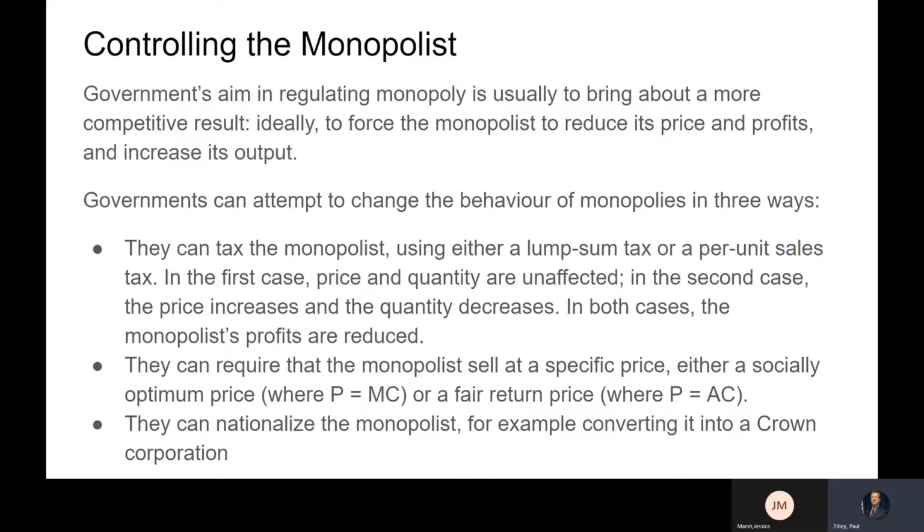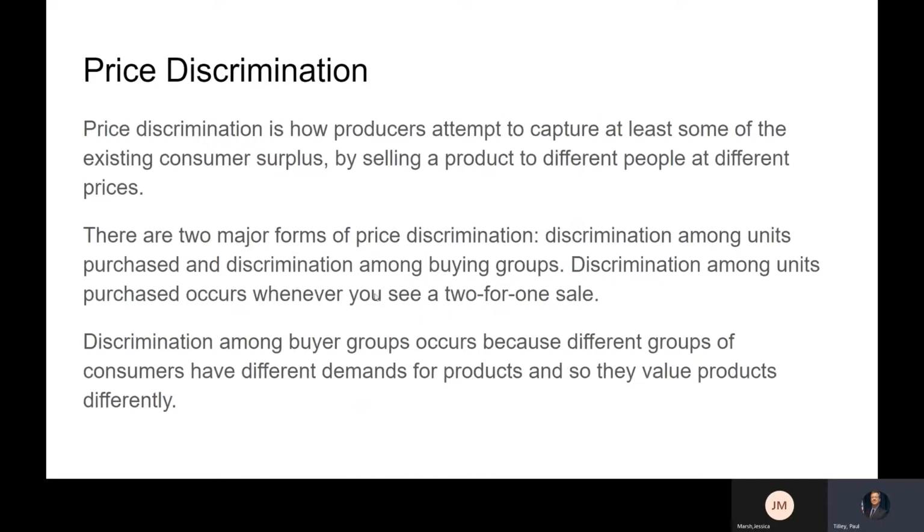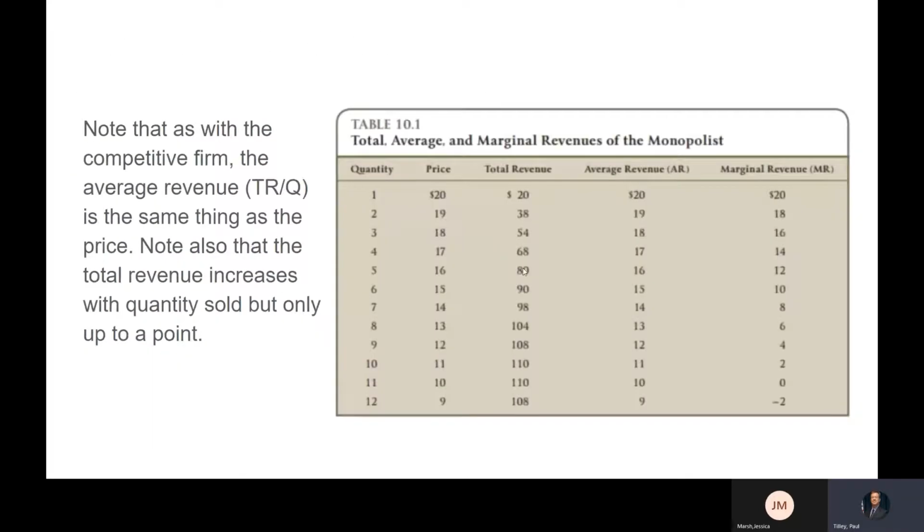So what do governments do in order to manage monopolies? Well, governments can attempt to change or manage the behavior of monopolies by doing some things. They can tax the monopolists, which is fair game. They can require the monopolists to sell at a specific price, so they basically set the price. Or they can nationalize, which means to make it a crown corporation, to make it owned by the government. So those are the key takeaways from the monopoly chapter. Any questions there? Nope. Okay.